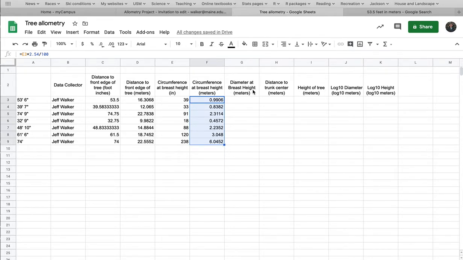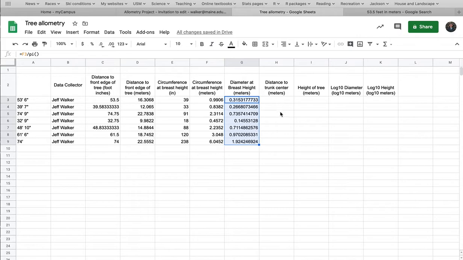The diameter at breast height will be the circumference divided by pi. That's basic geometry. So equals the circumference divided by, Sheets in Excel have the pi function. All right. So the diameter, about 1/3 of a meter. All right, that passes the straight face test.